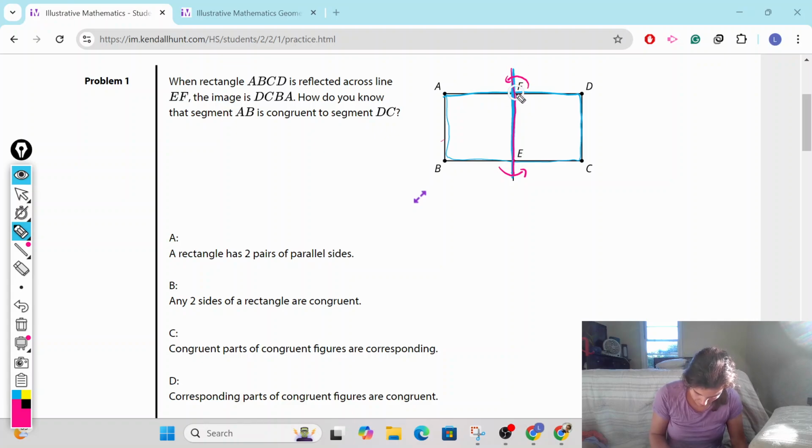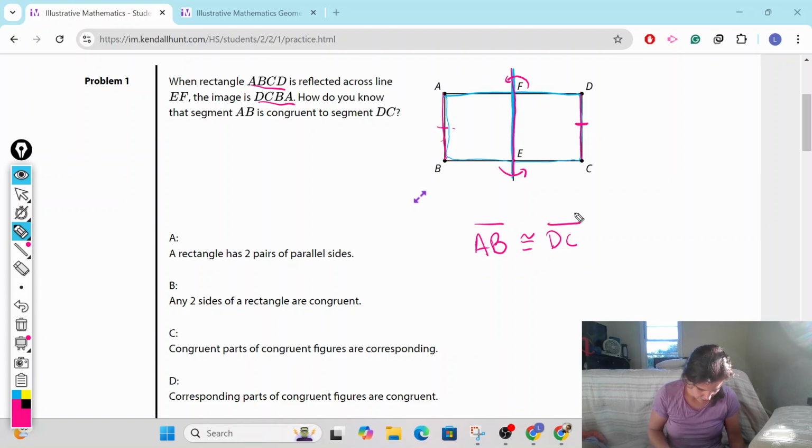The image, when we reflect over EF, is DCBA. So the image is actually the same figure as we started with. How do you know that segment AB is congruent, so the same shape, the same size, to segment DC? Well, intuition says if we flipped this side onto this side, or this side onto this side, AB lines up or corresponds with DC. So because AB corresponds with DC, we can conclude that they're congruent.